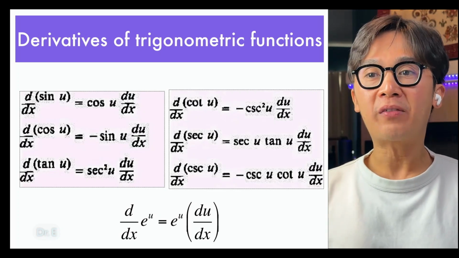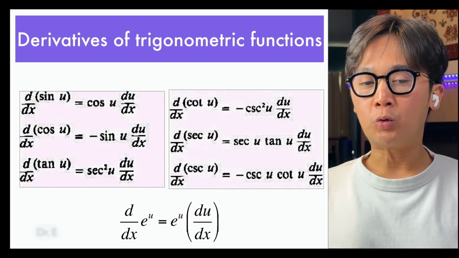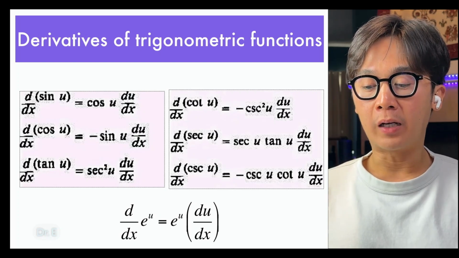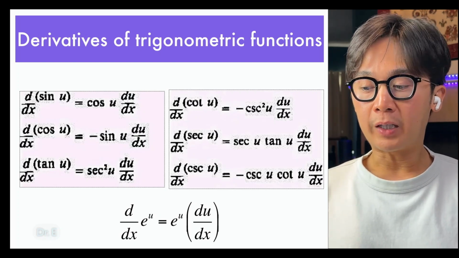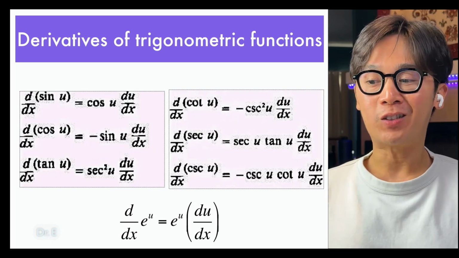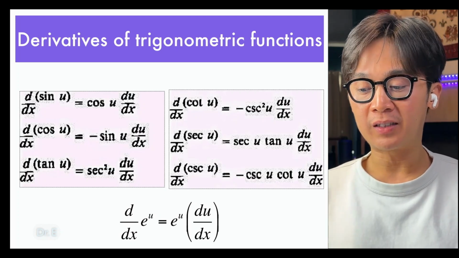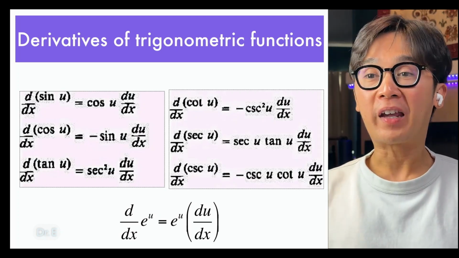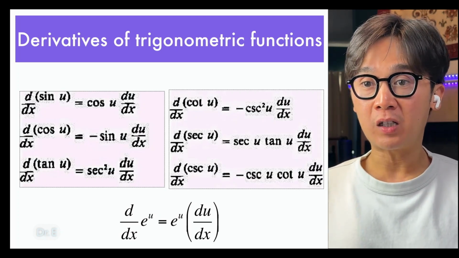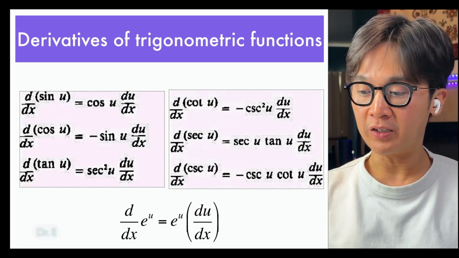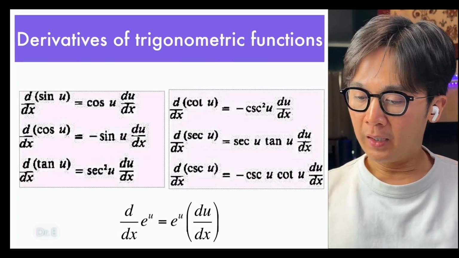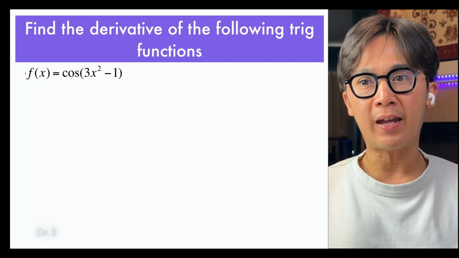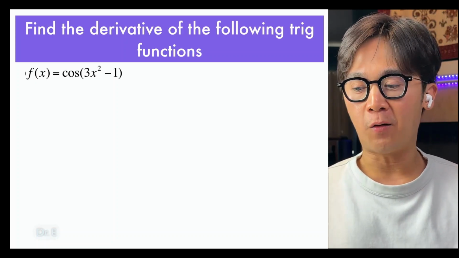So we're going to be using all these formulas, and to get comfortable with the derivative of trig functions, you need to master your formula first. Once you have mastered your formula, it's basically plugging the u function into the derivative formula. So let's start with the first one. Let's say we're going to find the derivative of cosine of 3x squared minus 1.